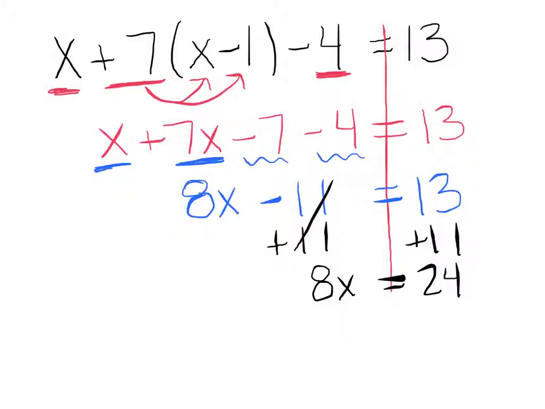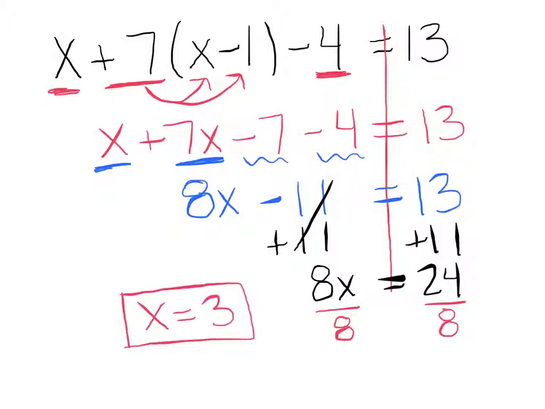Now again, we're isolating x, so I see that I need to undo that 8. So we're going to divide both sides by 8. And our final answer is going to be x equals 3, because 24 divided by 8 is 3. So again, look at all this awesomeness we just did. We started out with a problem that needed us to distribute, then combine like terms, and then solve.